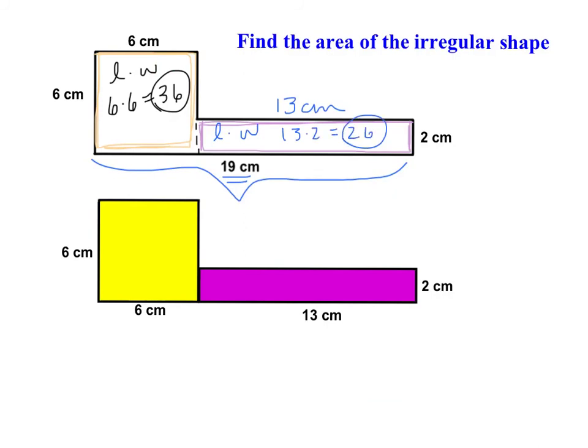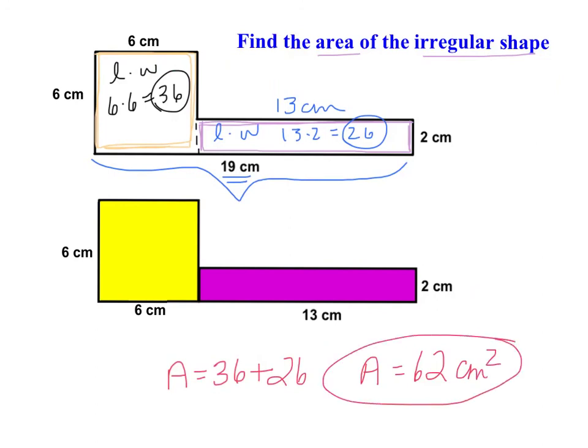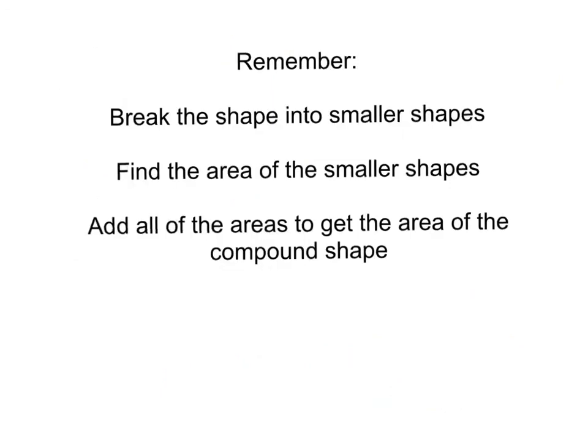But now, to find the area of the irregular shape, I want to add the areas. So I want to add the area of the square, which is 36, plus the area of the smaller rectangle, which is 26. And so my area is equal to 62 centimeters squared. I have one more for you, except I didn't break it down for you like I did the last two. Oh, I take that back. I guess I don't have another one for you.